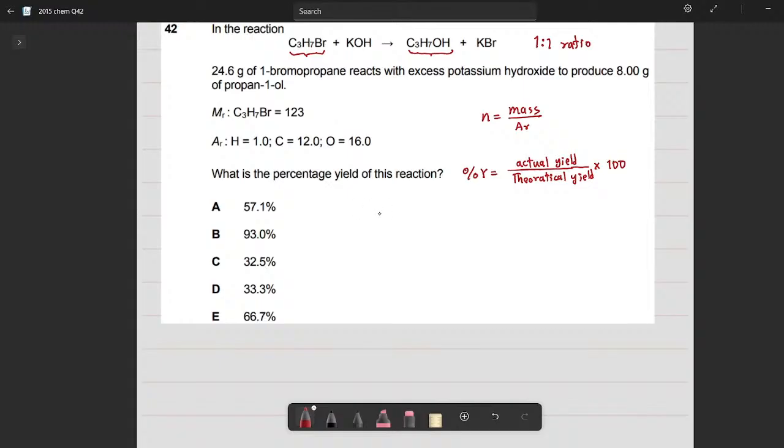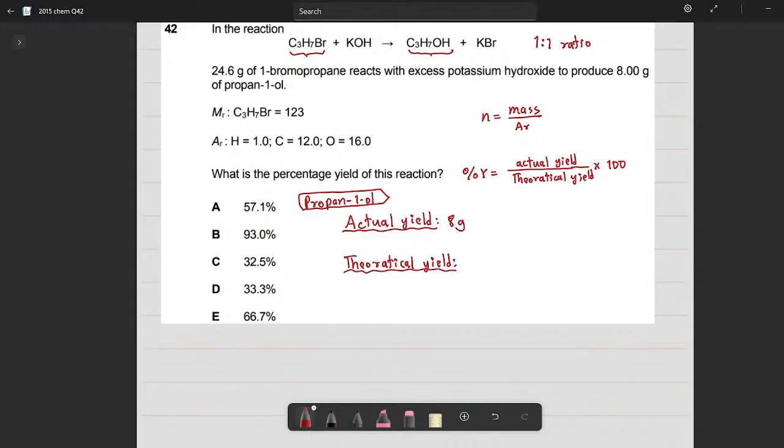So this is the main formula for the percentage yield of a reaction. We know the actual yield. What's the value for the actual yield here? We directly know it's 8 grams of propan-1-ol, since we are focused only on the product, propan-1-ol. Now we have to find the theoretical mass, or theoretical yield, of propan-1-ol.